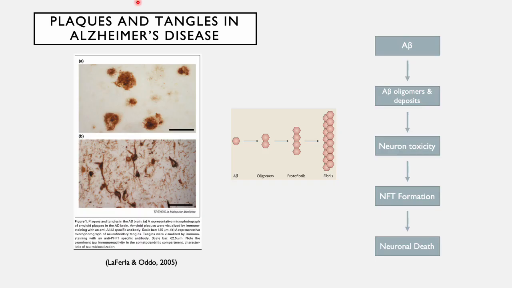The two hallmark pathologies that Dr. Alzheimer discovered in the early 1900s include amyloid beta plaques, as shown here, and hyperphosphorylated neurofibrillary tau tangles, shown here in the purple circle. So interestingly, these images were taken from a post-mortem brain, meaning that this patient did die of Alzheimer's disease. So these are real plaques and tangles.